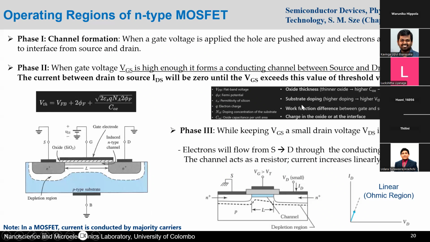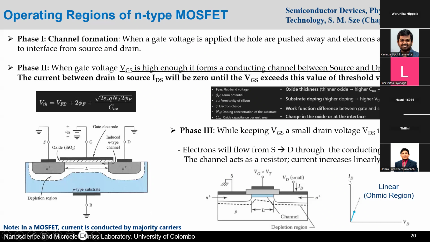And if we increase the doping level of the substrate, then this Na will increase and the threshold voltage will also increase, right? So you can actually change the threshold voltage by changing certain parameters. So now, while keeping the gate to source voltage, we can apply a very small drain voltage, right? So then this channel behaves as a particular resistor with a fixed resistance, right?